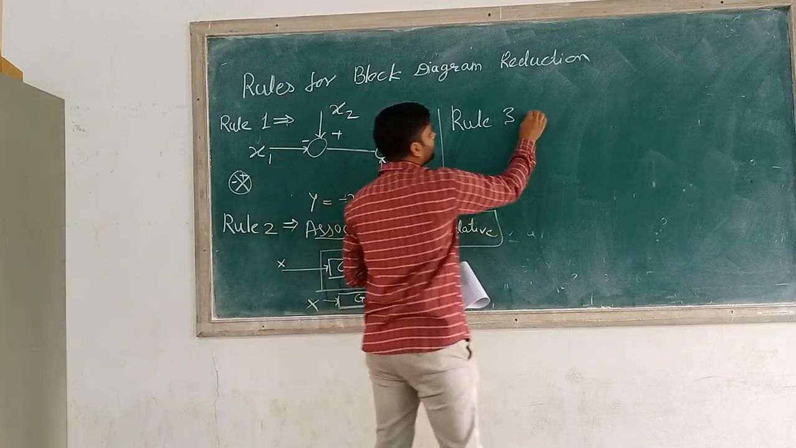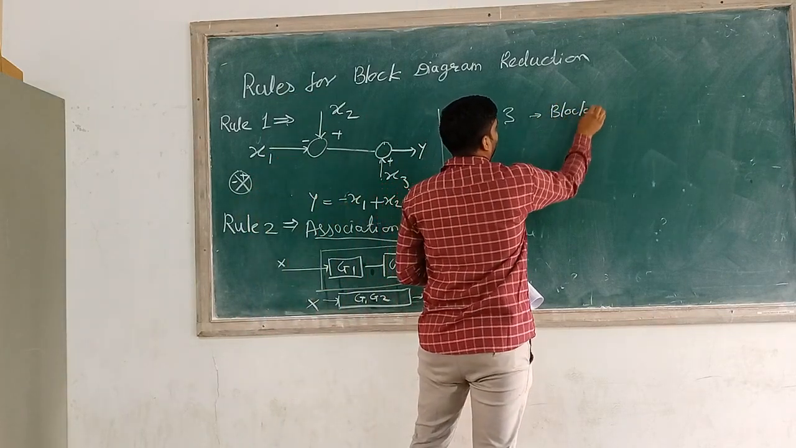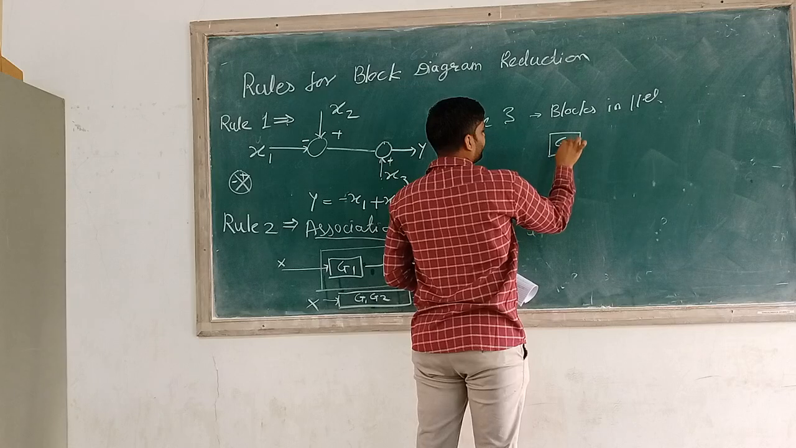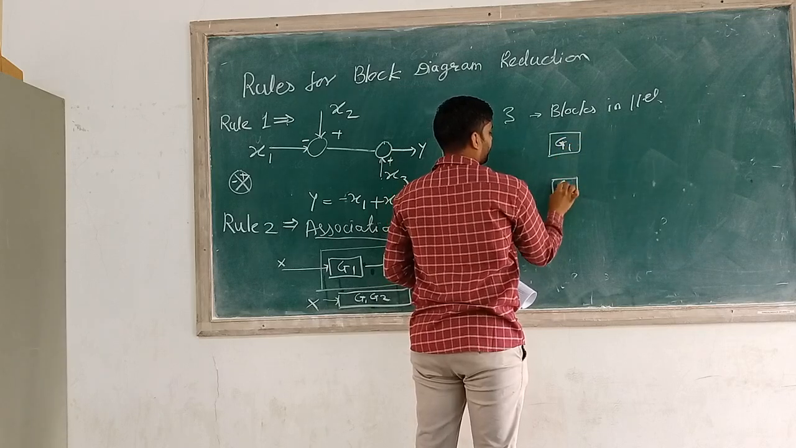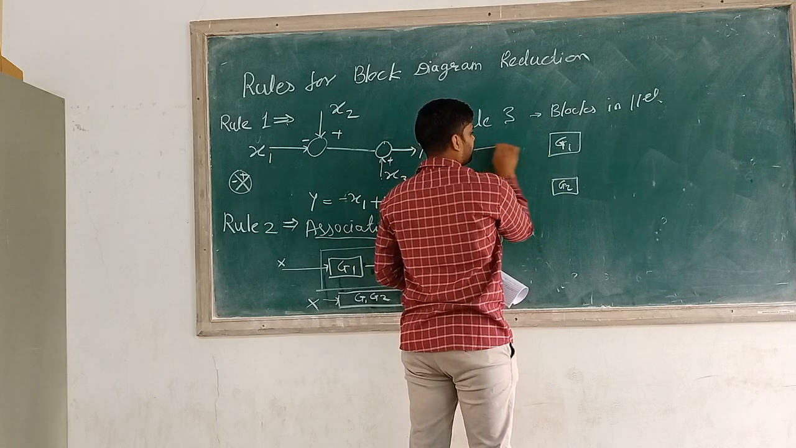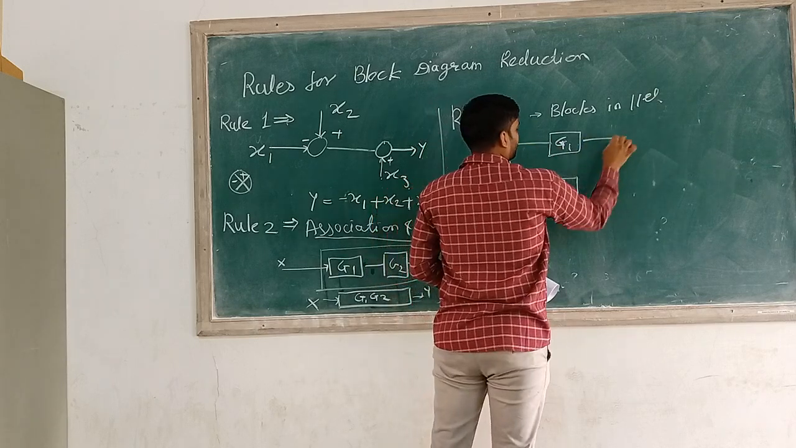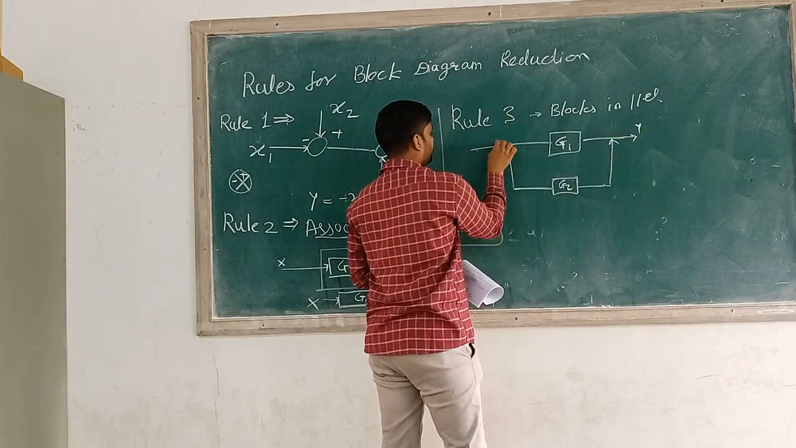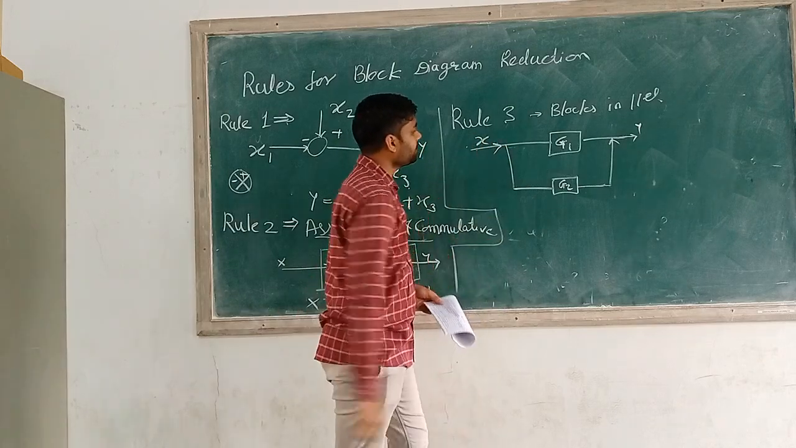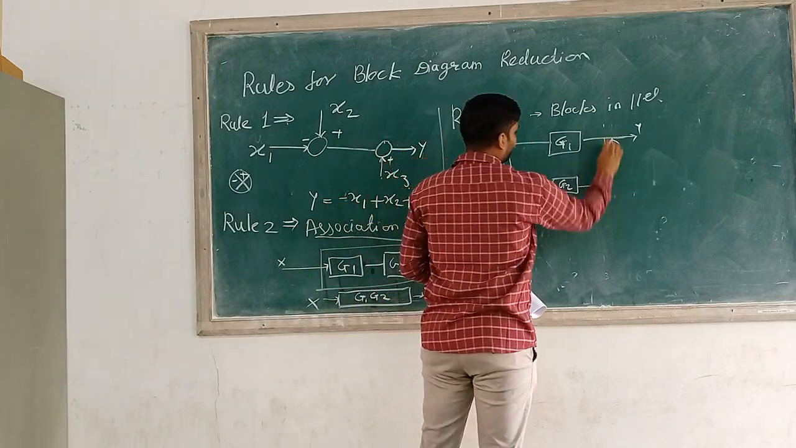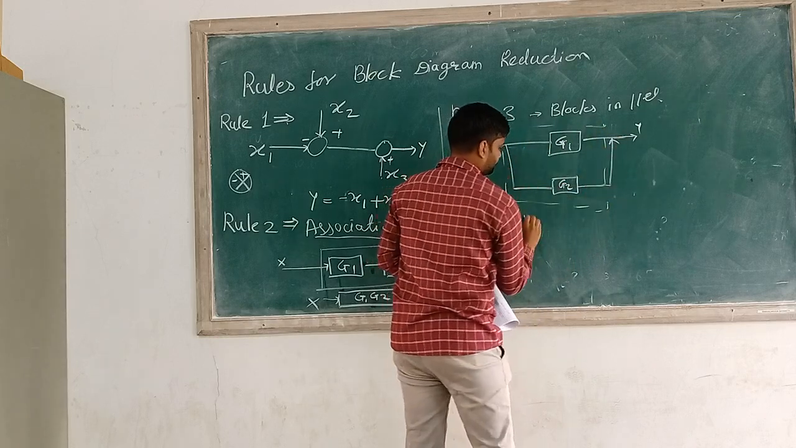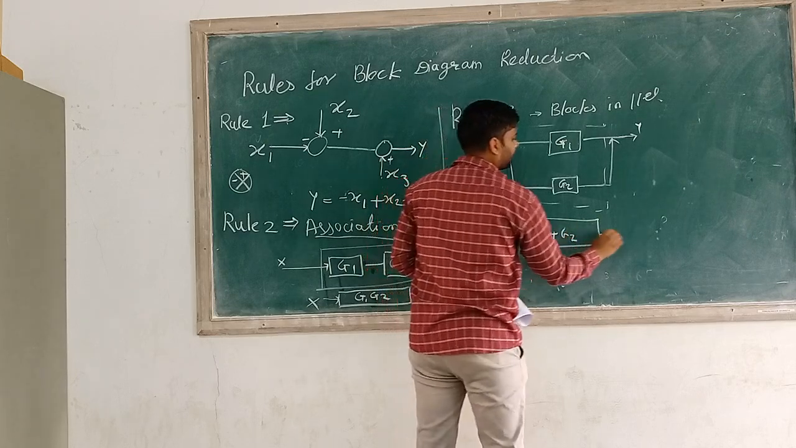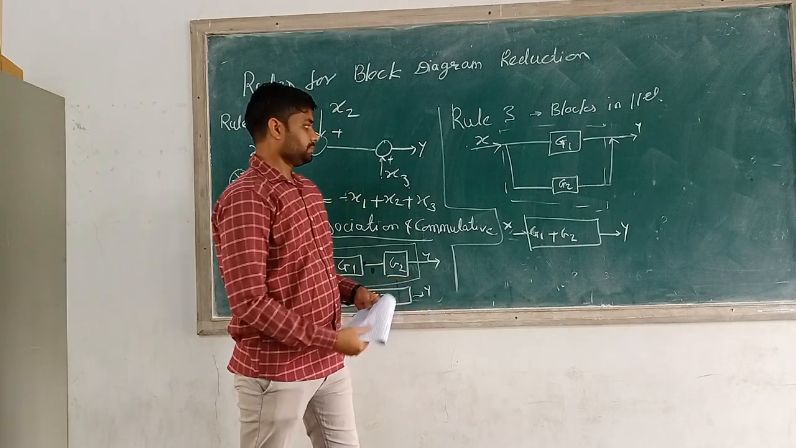Now we are going to see the rule for blocks in parallel. If two blocks are connected in such a way that they are in parallel, this G1 and this G2, this is the input. So here we can reduce these two blocks by simply adding them. This is input X and this is output Y.